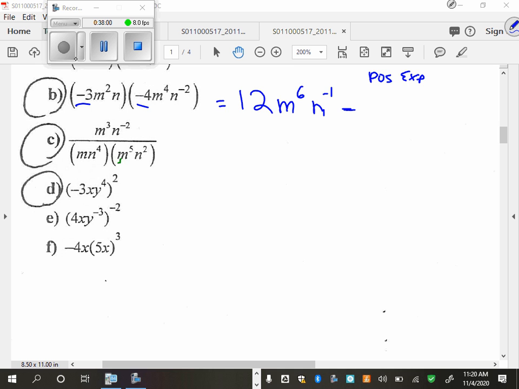Since negative exponent means 1 over the positive exponent. So 12 m to the 6th, all divided by n. Good? Okay, next one, go ahead and do C.